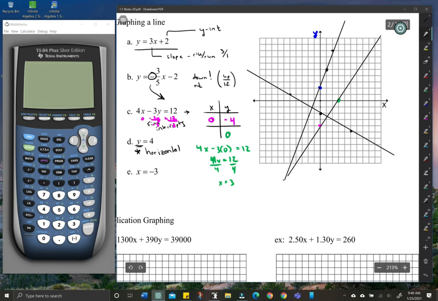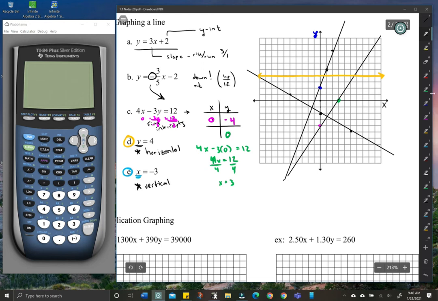Vertical line at -3. So remember that's going to be vertical. And -3. 1, 2, 3. And up and down. Through all those.